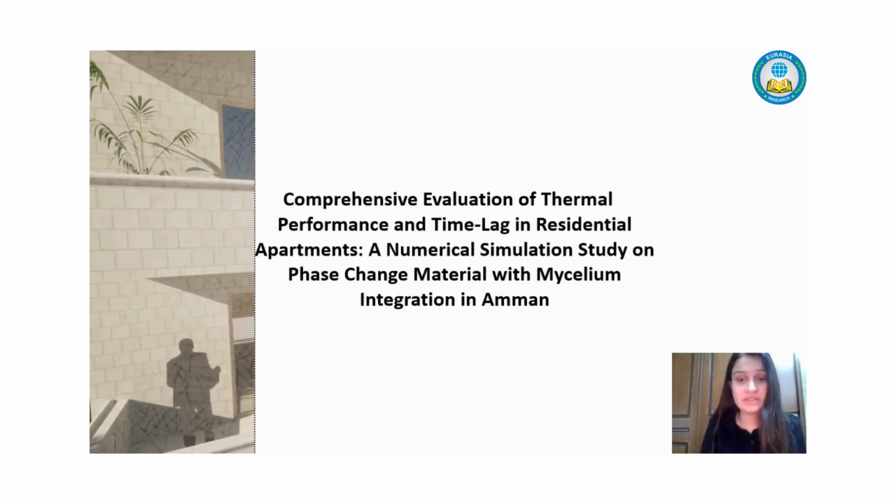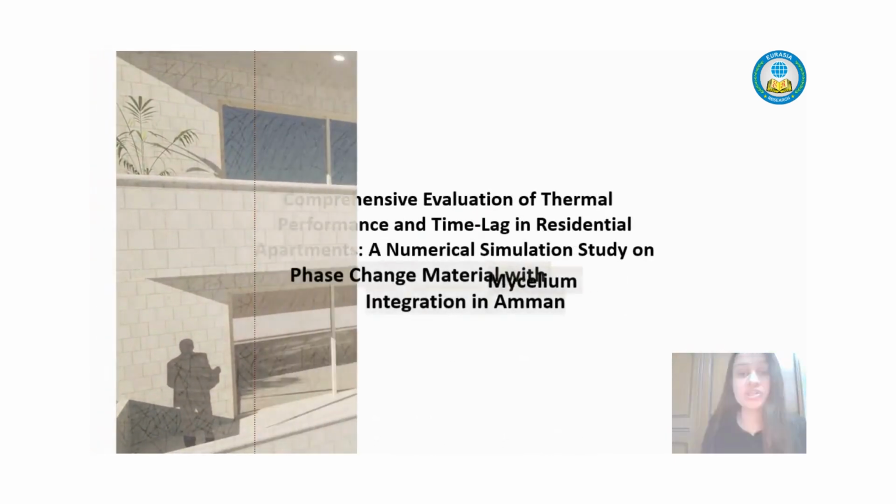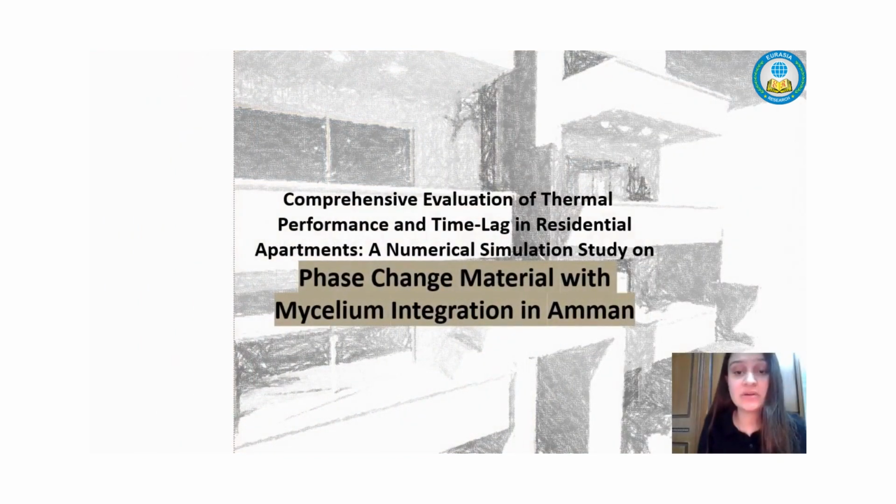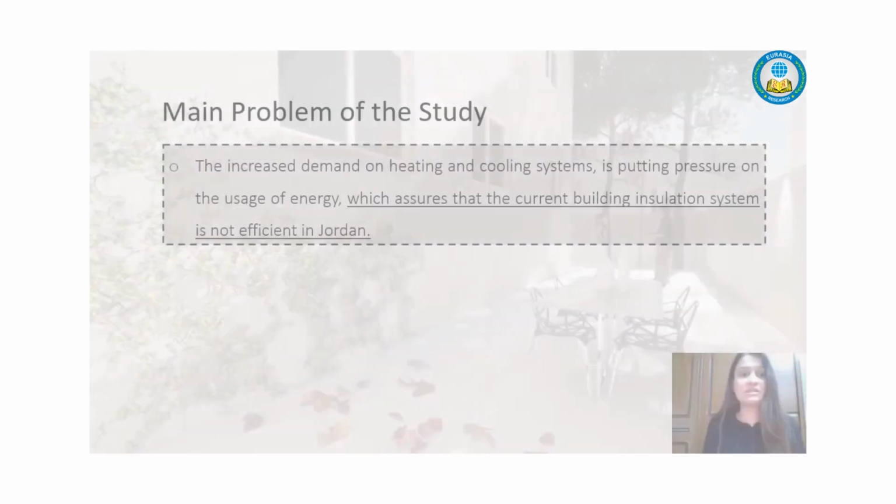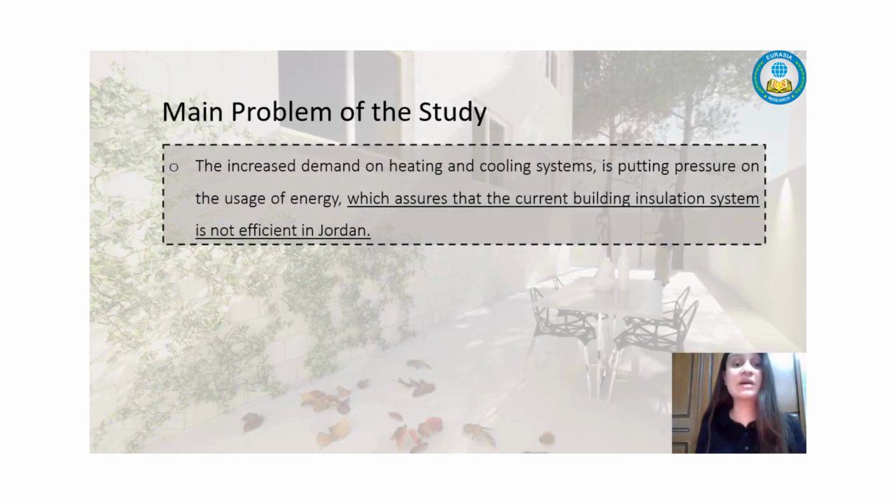The third and last part of the title is a study on phase change material with mycelium integration. This material is what I studied in this research, and it was what I thought of as a solution to the problem that I mentioned before. What was the problem actually? The problem is that there's an increased demand on heating and cooling systems here in Jordan in the residential apartments and residential buildings, which means that there is an efficiency problem with the thermal insulation.